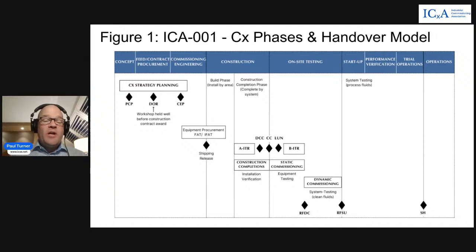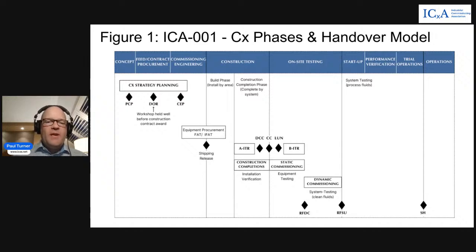So for all of these documents, there's a template available for each one in the Industrial Commissioning Association members area. So there's, I don't know, tens of different documents, maybe 40, 50 different document templates that you can download for your PCP, for your DOR, for your commissioning execution plans. We're trying to make this as easy as possible for you, so that you've got a system here, a commissioning kit that you can download and apply to your projects right away.